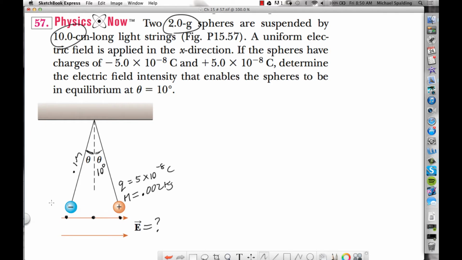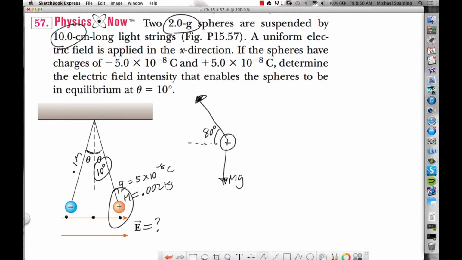Each sphere has 4 forces. So what we're going to do is pick one of the spheres and do a free body diagram. It doesn't matter which sphere you pick, you'll get the same answer. So let's pick this positive guy right here. Looking at the positive charge, the forces are: we have mg straight down. We have tension up at an angle like this. If this angle off the vertical is 10, then the angle from the horizontal would be 80.